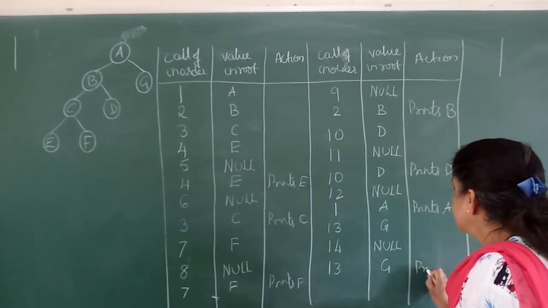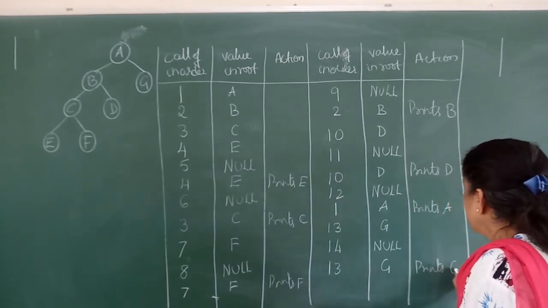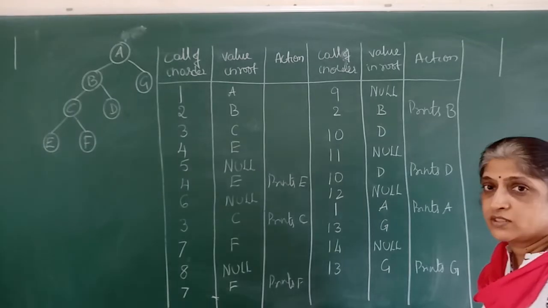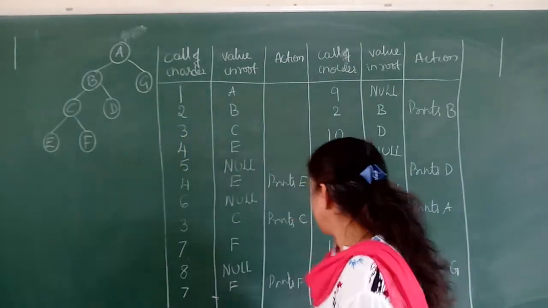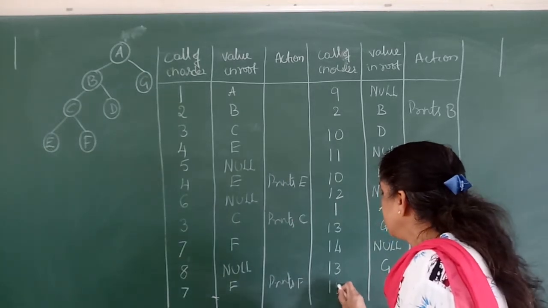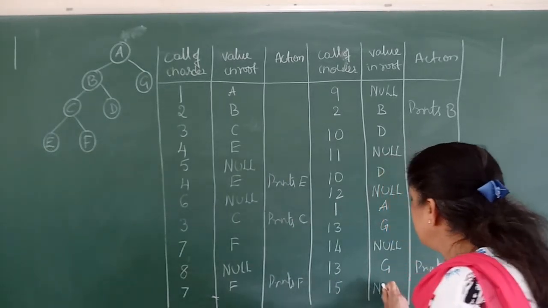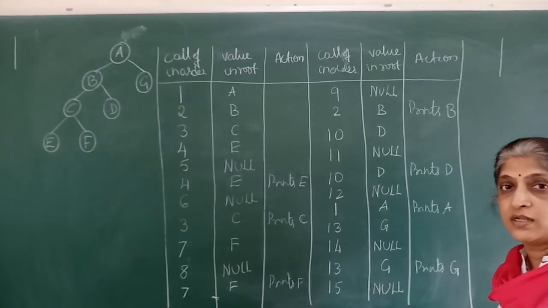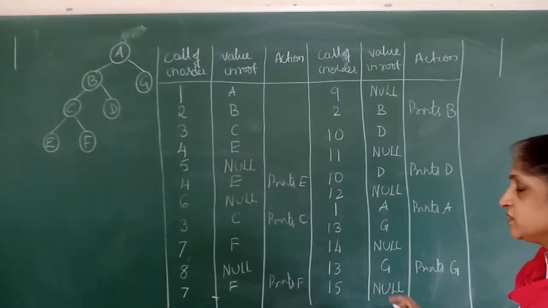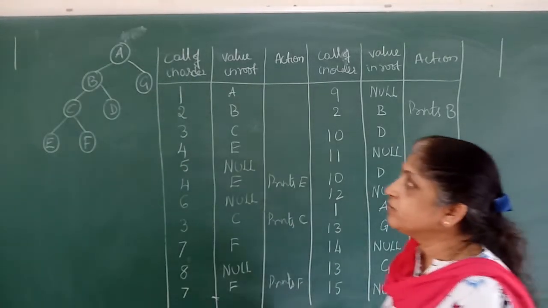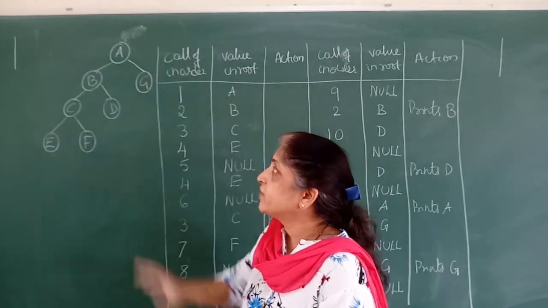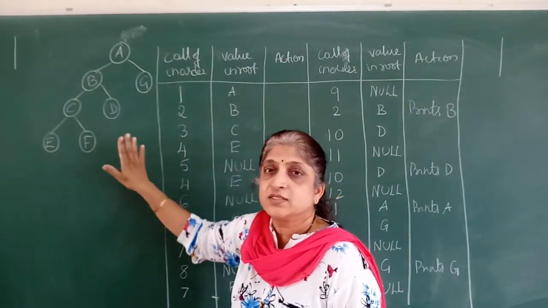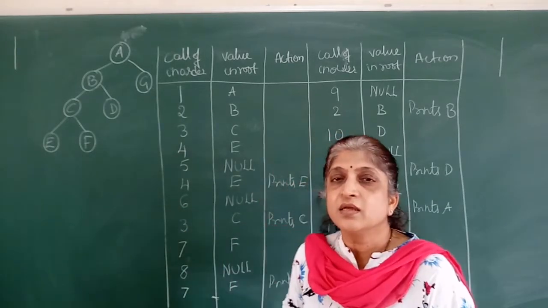So it prints g. Now it visits the right subtree of g. This is the 15th call, where the value in root is null. Now it has completely visited the right subtree of g also. That means we have completely traversed this binary tree in order.